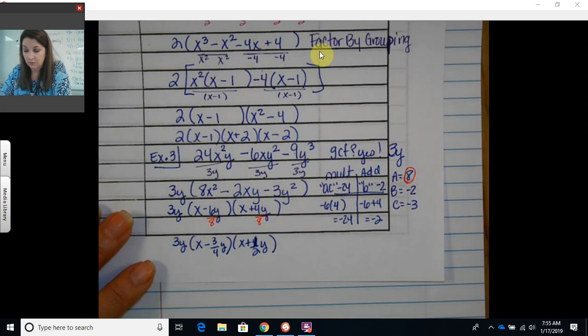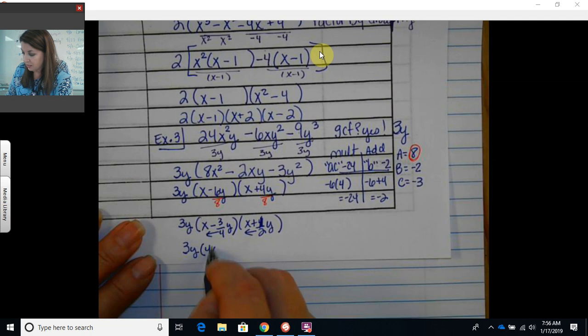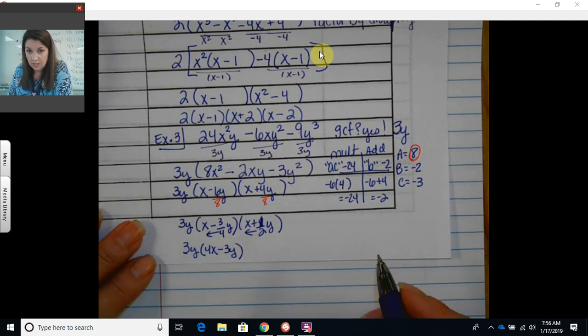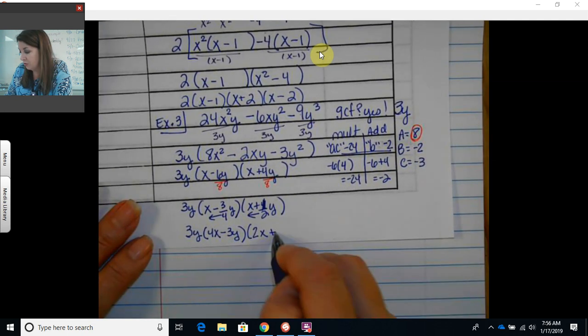And then we can slide. So 3y, open parentheses, slide the 4 in front of the x. So that's 4x minus 3y. In the second set, slide the 2 in front of the x. So it's 2x plus 1y, or just plus y.